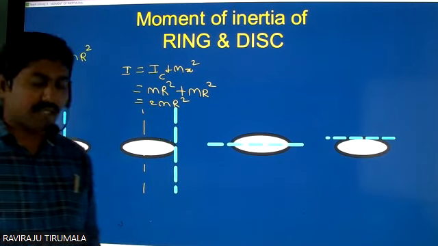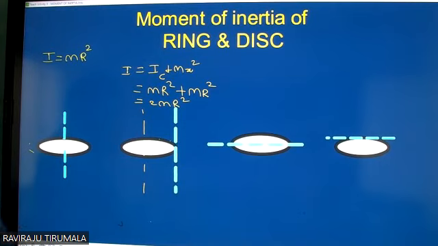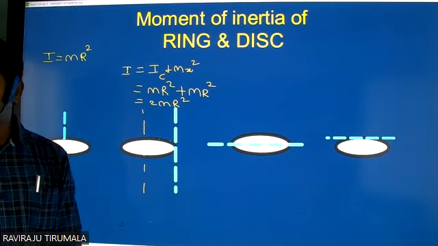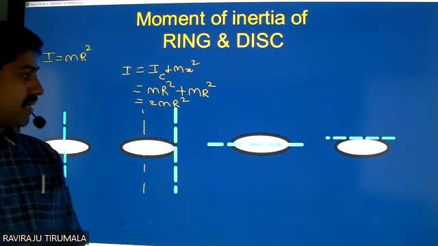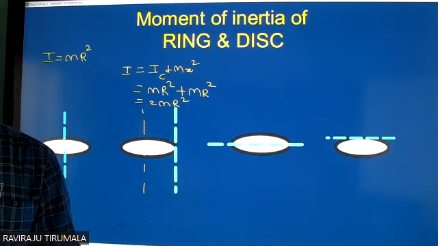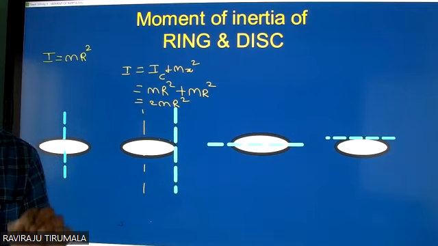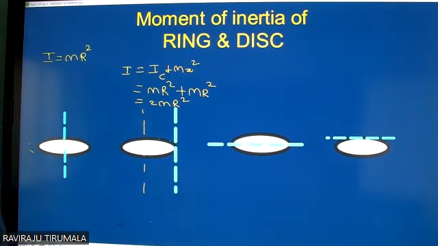Okay. Now come to the third case. To explain the third case, how can you explain the first axis? Very good. Along the diameter of the ring. What is the third one? Along the diameter of the ring. To explain that, or to directly give the formula, we use the perpendicular axis theorem. What is that? Perpendicular axis theorem.